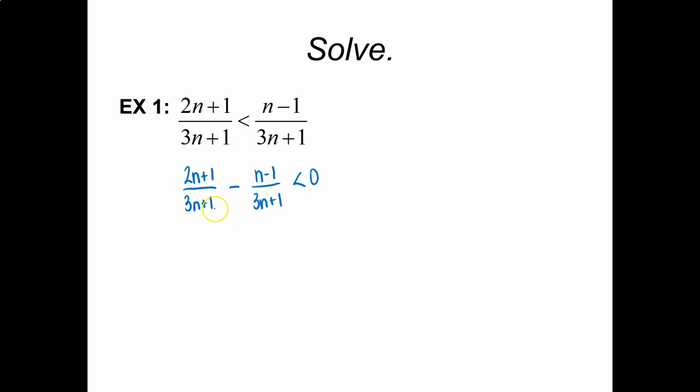So, these two already have common denominators, so we can go ahead and combine them. What you have to be really careful of here is this negative. It's got to get distributed to both of those, both the n and the negative 1. So we'll have 2n plus 1 minus n plus 1. And their denominators are the same, so we just write it one time. And if we combine our like terms in the top there, we're just going to get n plus 2 over 3n plus 1.